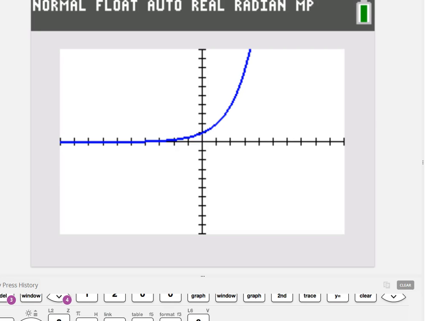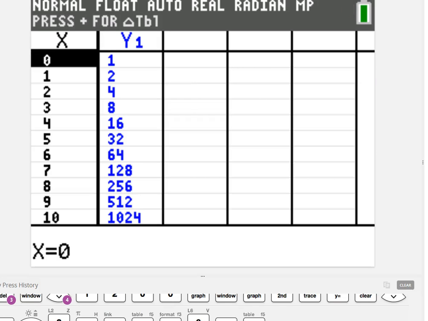Okay, is it crossing at 0, 1? Is 1, 2 on our curve? Okay, but it looks like over here, it's just laying on the x-axis. So one of the things we can do is use the table feature to see what's happening. As x gets larger, like when x is 8, y is 256. Do you see how it climbs slowly at first, 1, 2, 4, 8, but then in only a few steps we're already at 128?